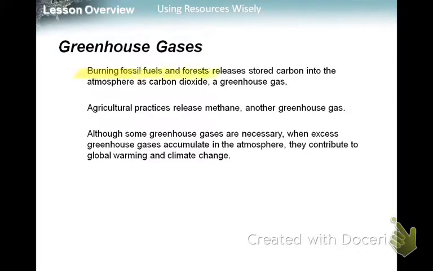Burning fossil fuels in forests releases stored carbon into the atmosphere as carbon dioxide. That's one of the greenhouse gases. Agricultural practices release methane, especially the keeping of lots of cattle, lots of livestock. That's another greenhouse gas. As we've said, some greenhouse gases are necessary to maintain Earth's temperature. But when there's excess greenhouse gas in the atmosphere, the question is whether it's causing global warming to go faster than it would have without our intervention.